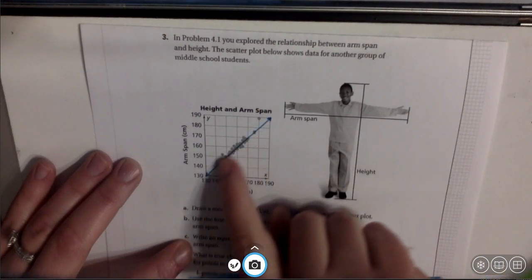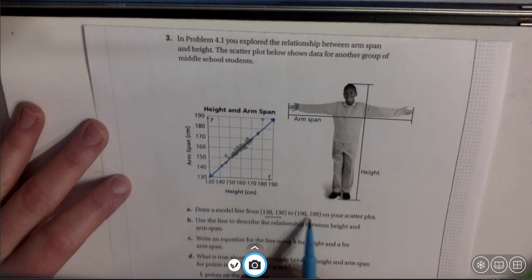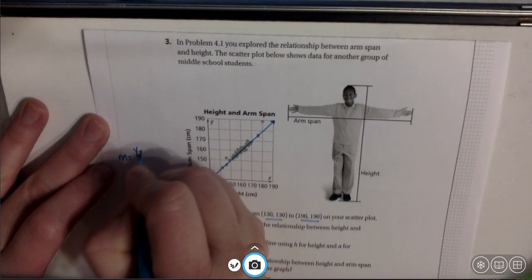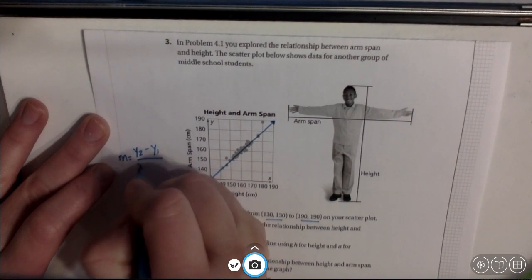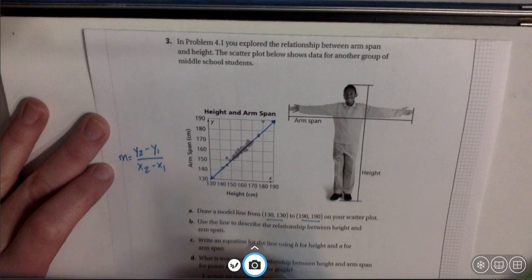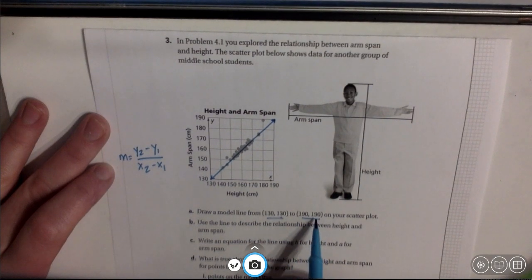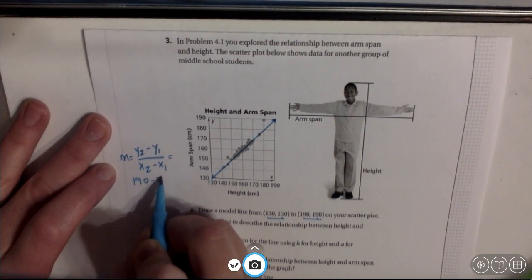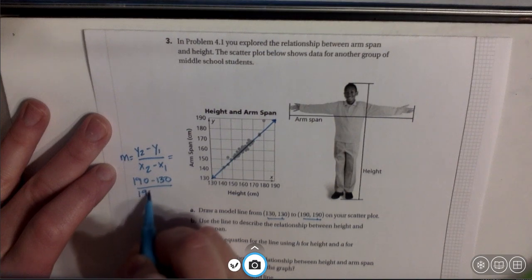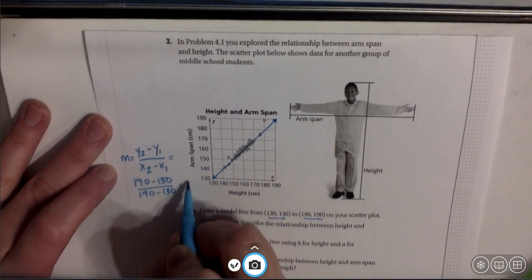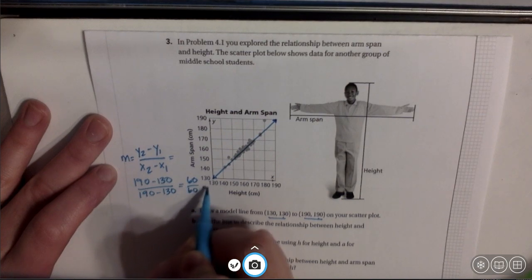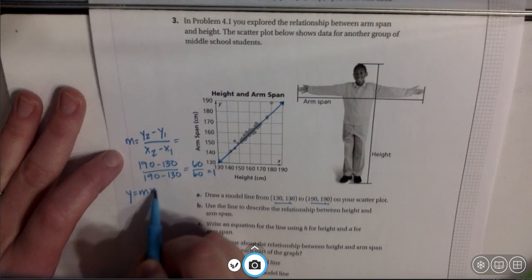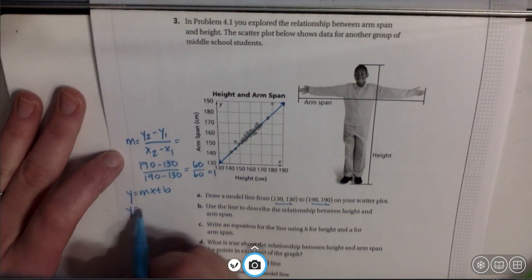If I think about this, we could talk about slope. We know the slope formula is slope equals y sub 2 minus y sub 1 over x sub 2 minus x sub 1. So we can look at the differences in our y variables versus our x variables. We could say 190 minus 130 over 190 minus 130 gets me 60 over 60, which equals 1. So in y equals mx plus b, my slope is going to be 1.